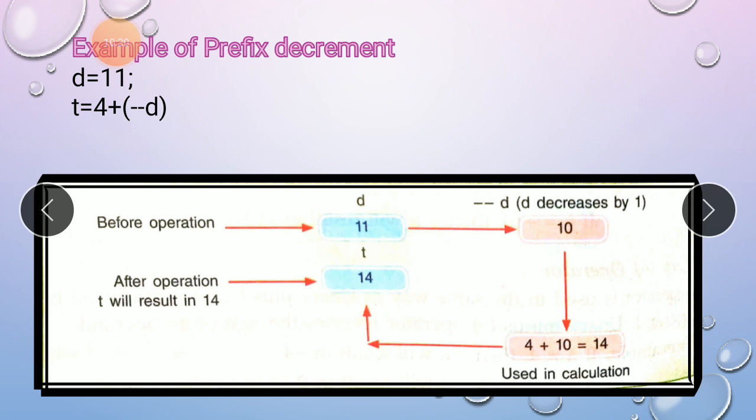Now let us see in this picture. Before operation the value of D will be 11. So after the prefix decrement operation, the value of D will be 10. Then the expression is evaluated here. 4 plus 10 is 14. 14 will be stored in the variable T. After operation, T will result in 14.